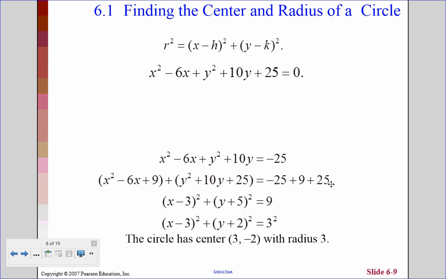So you completed the square. All this equals 9. This is correct here. This is not correct here. When it's the plus 2, it should be the plus 5.